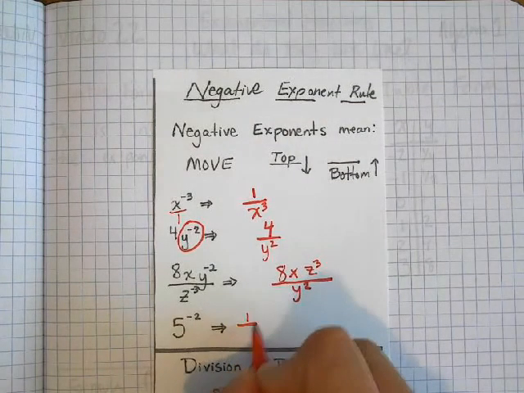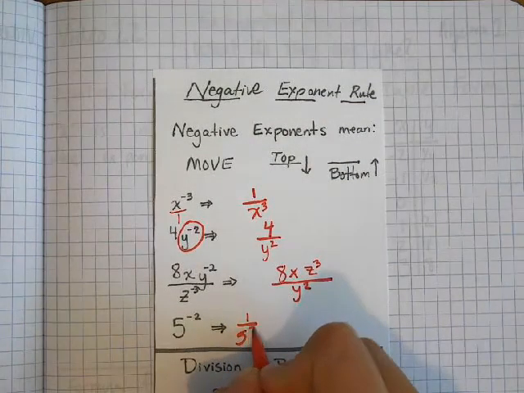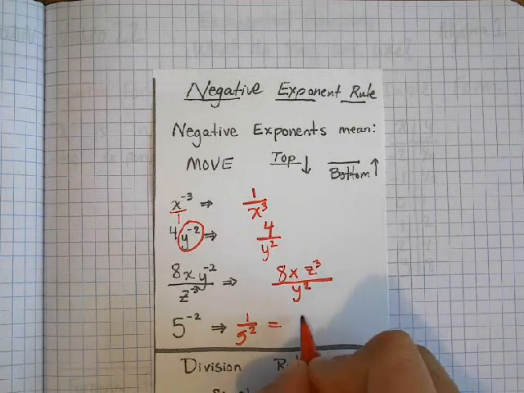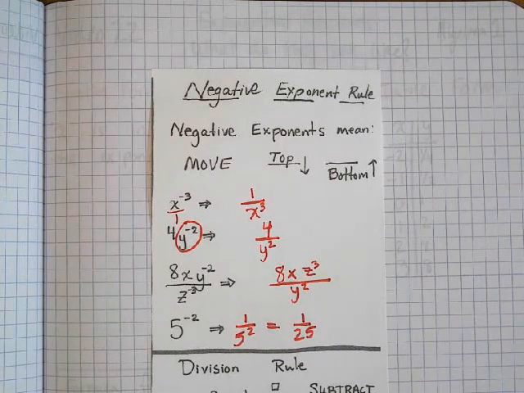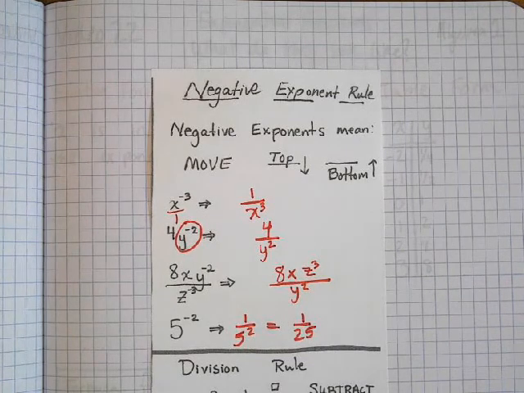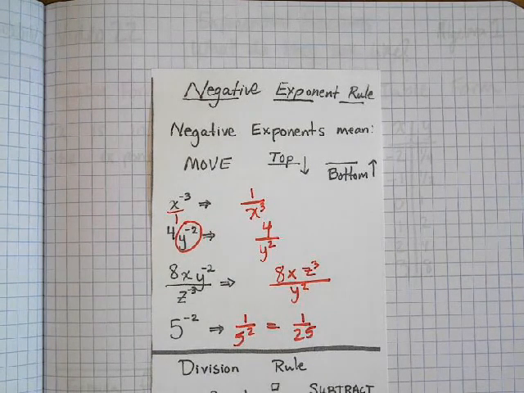All right, and our last one, this will be 1 over 5 squared, which we know what 5 squared is. That's 1 over 25. Okay, so negative exponents move to the bottom of the fraction.